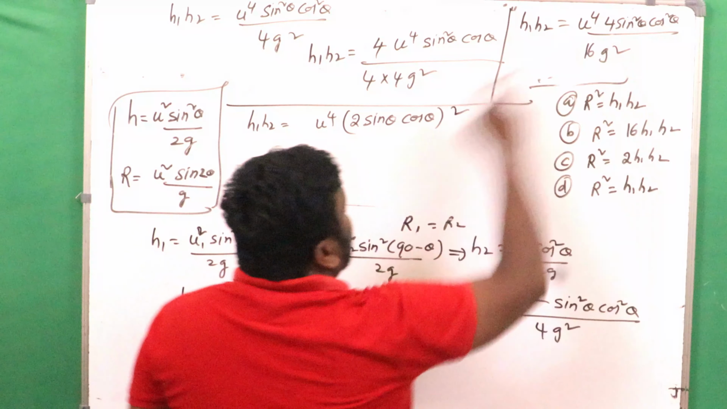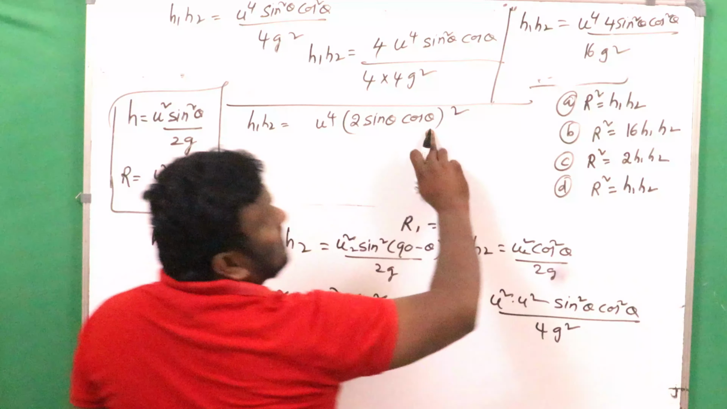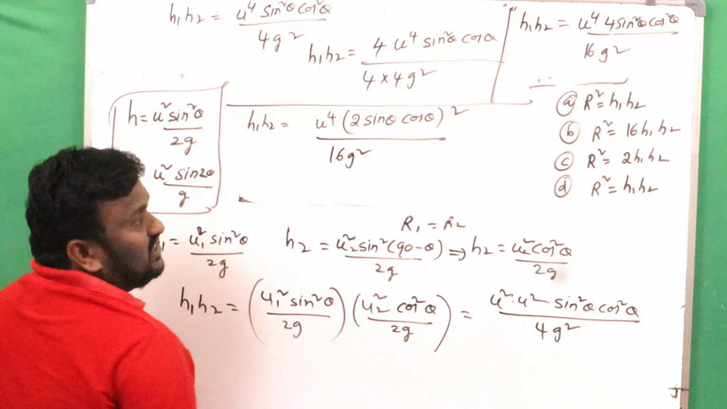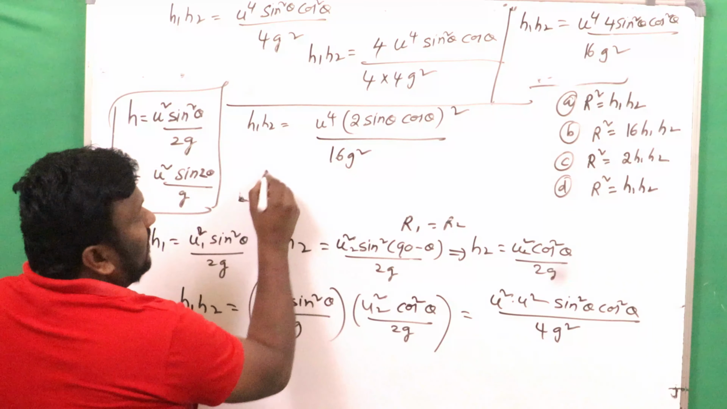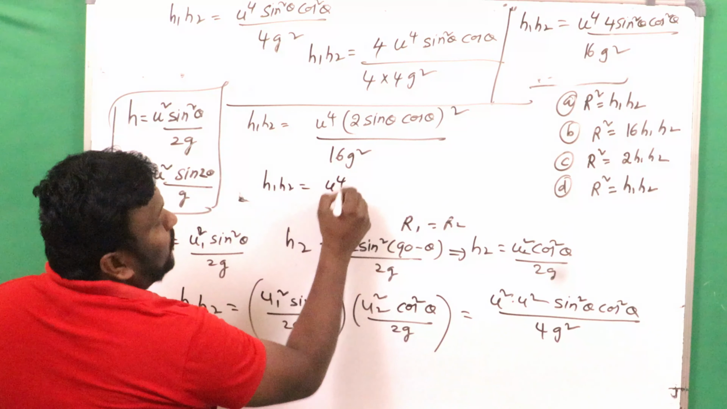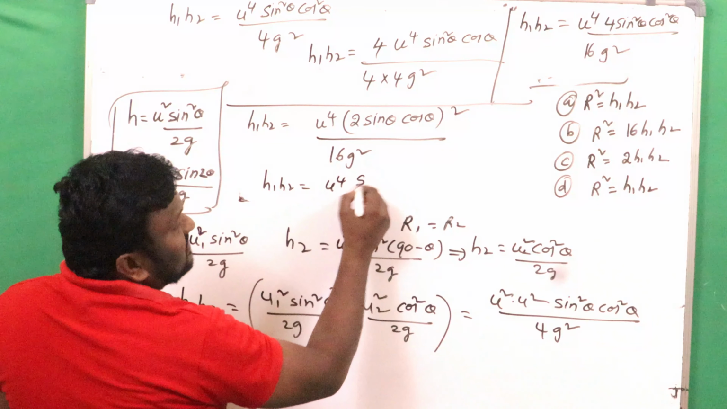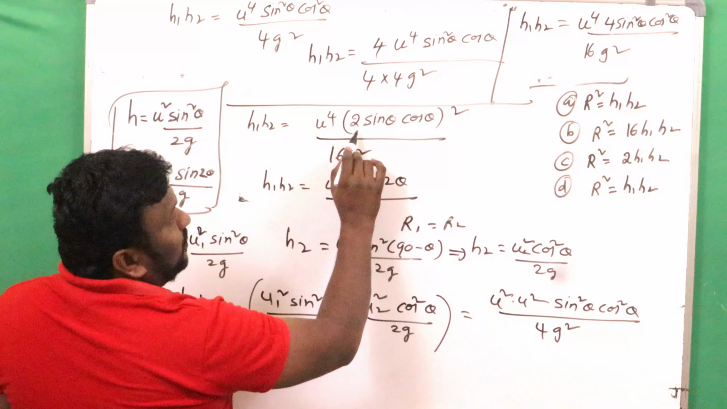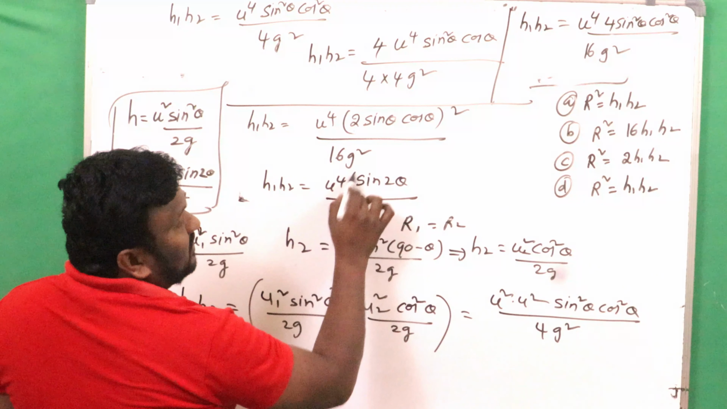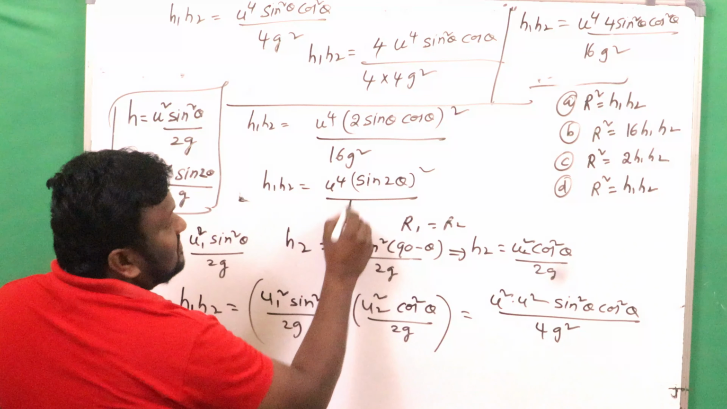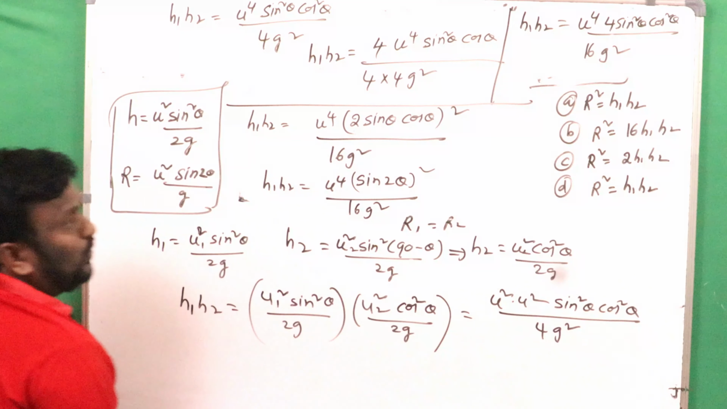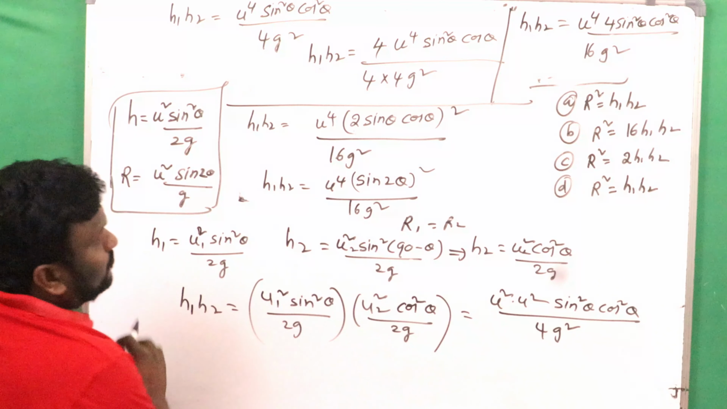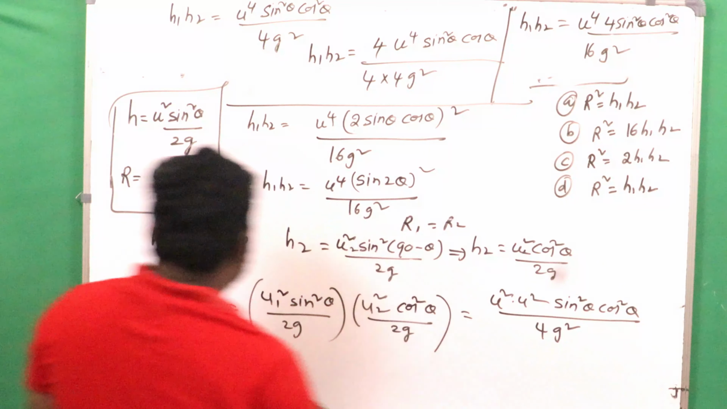Then 2 square is 4, sine square theta cos square theta, the same thing we have, by 16g square. So again h1 h2 is equal to u to the power of 4 into, 2 sin theta cos theta means sin 2 theta, and it is whole square by 16g whole square. So then obviously, how can we write? Now we need some space.